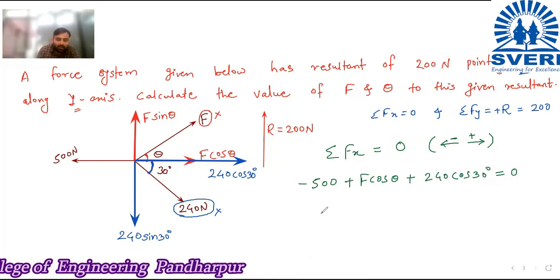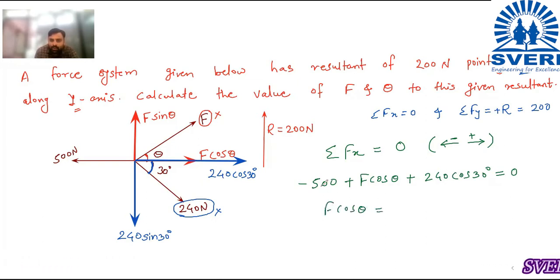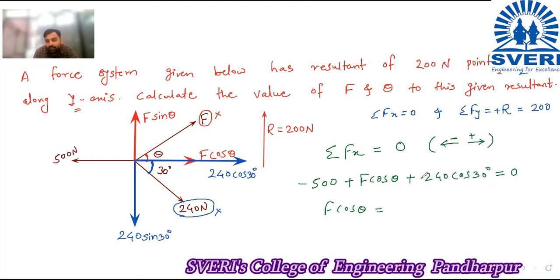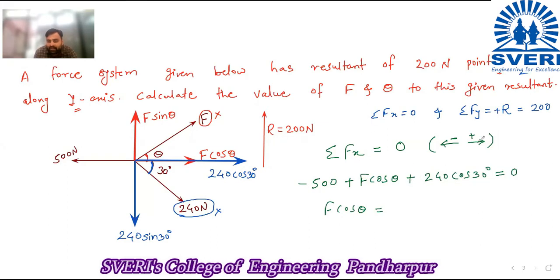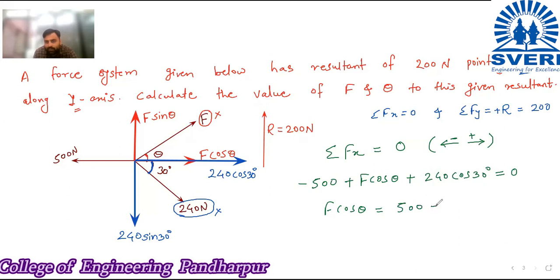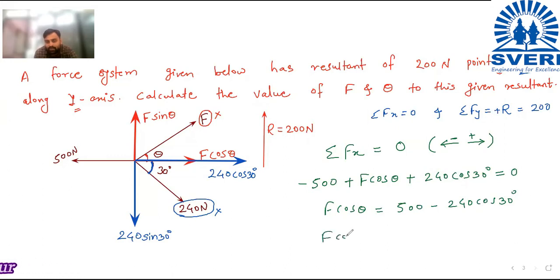Now I will get one equation, so I will keep F cos theta on this side only, which is equal to, now I will transfer this minus 500 to that side, so it will become plus 500 and this total term 240 cos 30, this is plus over here, so if I send it to that side then it will become minus. So here if I write, it is plus 500 minus 240 cos of 30. Now do the calculation and let me know the constant which you are getting. F cos theta is equal to, what is the value?